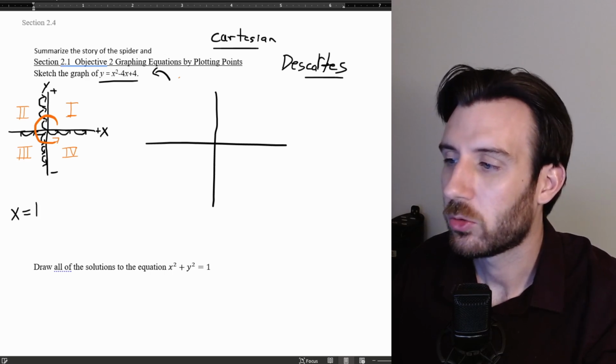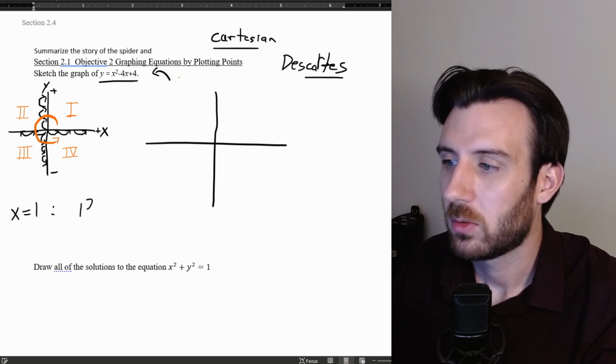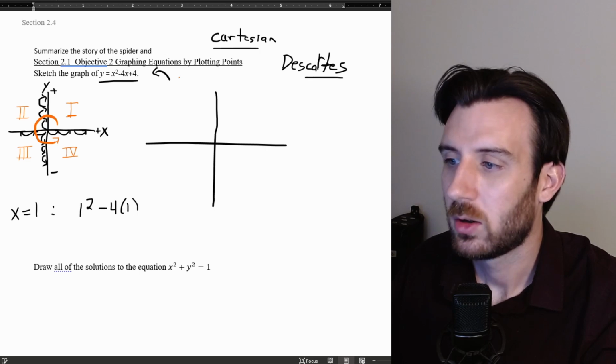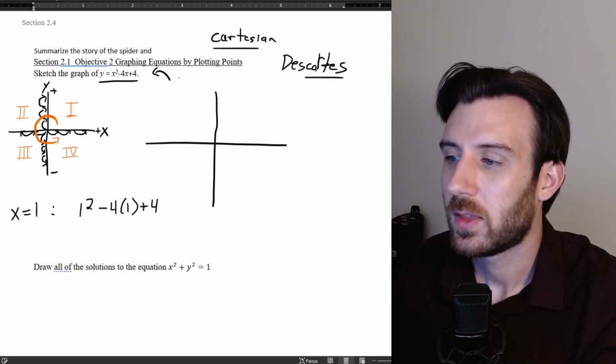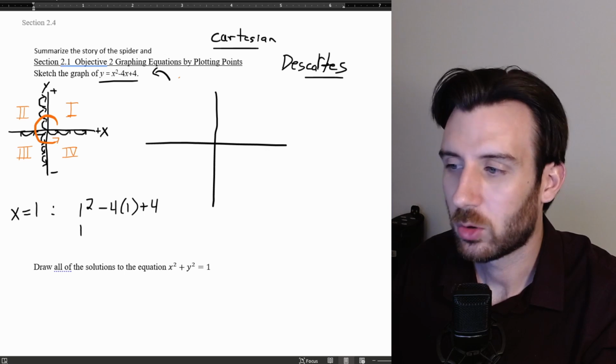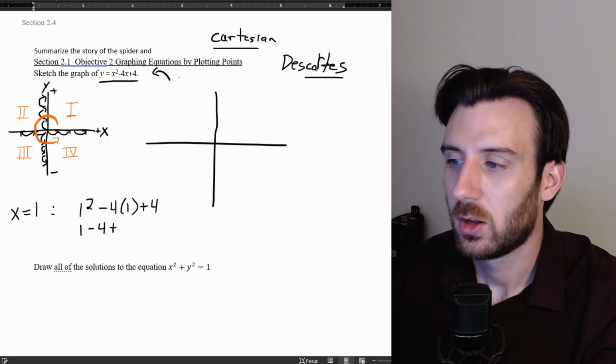If I set x equals 1, then I put in 1 and I square it, I put in my negative 4 from the original problem, I multiply that by 1, and then I add 4. That would get me 1 squared is 1, minus 4 times 1 is 4, plus 4. So all in all, that would get me a value of 1 that would be equal to my y value.